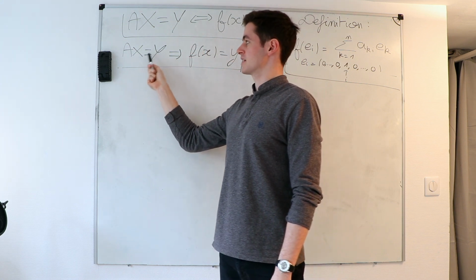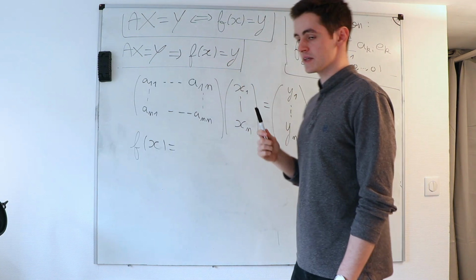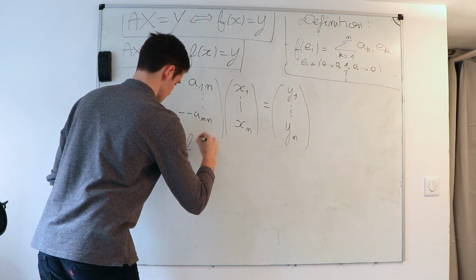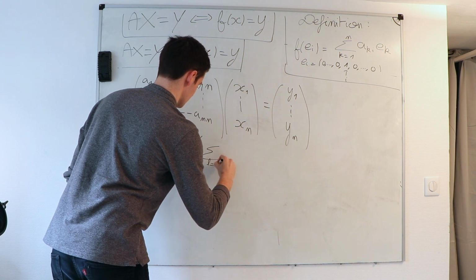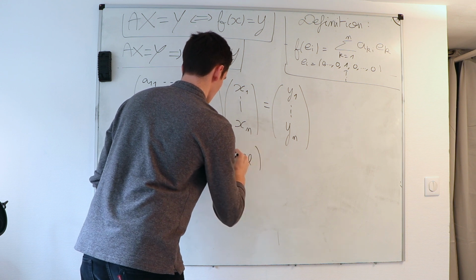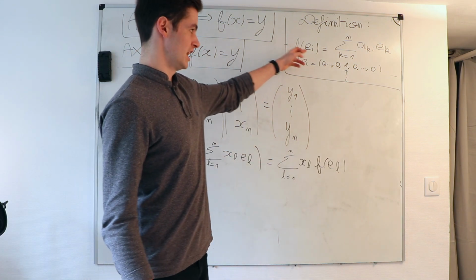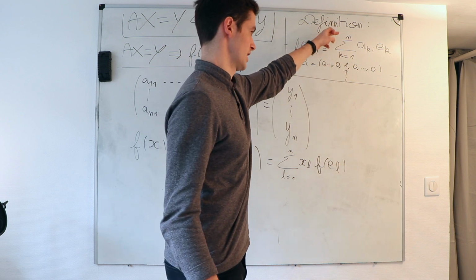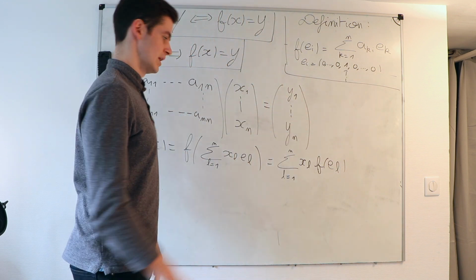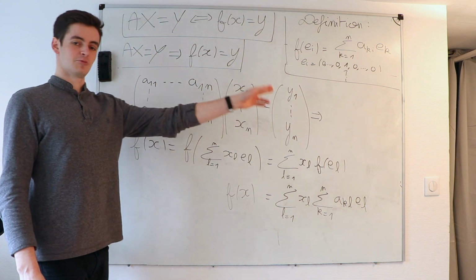Let's suppose that A times X is equal to Y, and let's prove that F of x is equal to y. Let's rewrite F of x in order to prove that it's equal to y. F of x is equal to F of the sum for l running from 1 to n of xl el, by definition of a vector in the basis. But by definition, F of el is equal to the sum for k running from 1 to n of akl ek. So let's rewrite this vector.